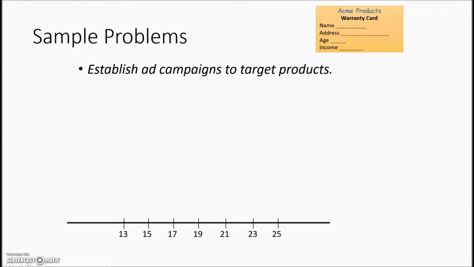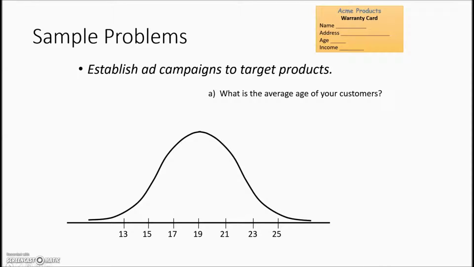We have another application. They're asking us, after doing some analysis on the age of their customers, that the data graphed out in this bell-shaped curve, so we can use the characteristics of a normal distribution to answer these questions. The first one asks the average age. That would be in the center of our graph, which is 19.